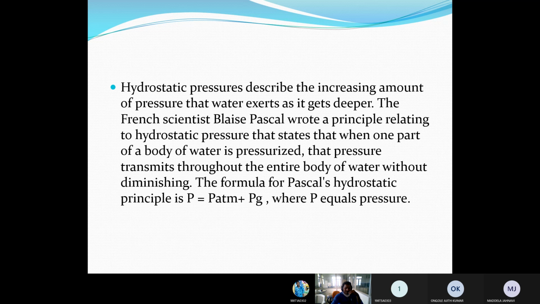One more thing, hydrostatic pressure. It describes the increasing amount of pressure that water exerts as it gets deeper. What is meant by hydrostatic law?